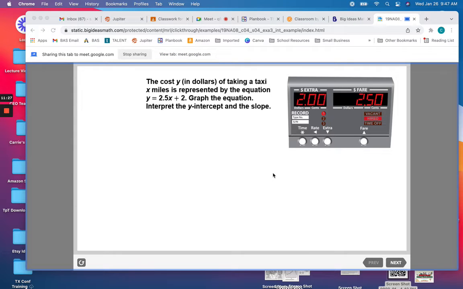Alright, example 3. Make sure you're putting this in your journal. The cost y in dollars of taking a taxi x miles is represented by the equation y equals 2.5x plus 2. Graph the equation. Interpret the y-intercept and the slope. And this is real life math, guys. You could do this if you ever took a taxi, if you knew how much it costs to take the taxi. Alright. So, first thing we're going to do is graph the equation.